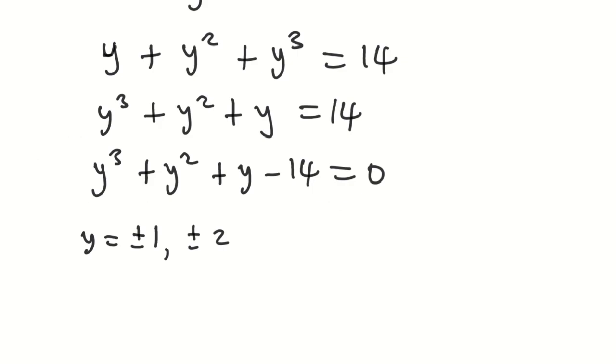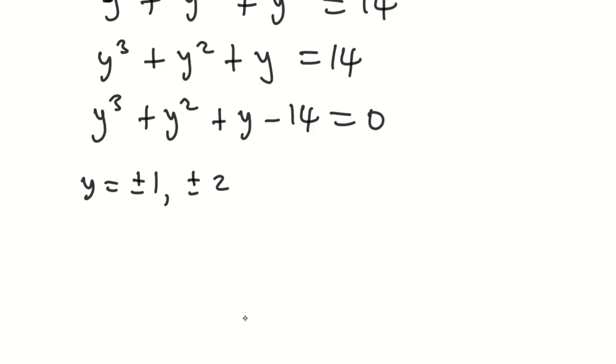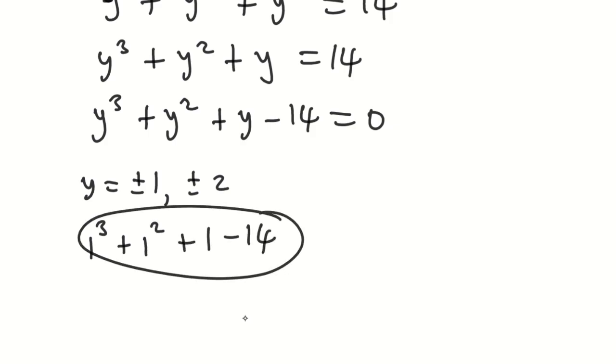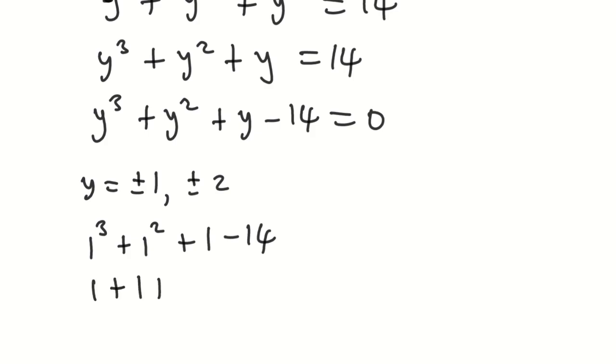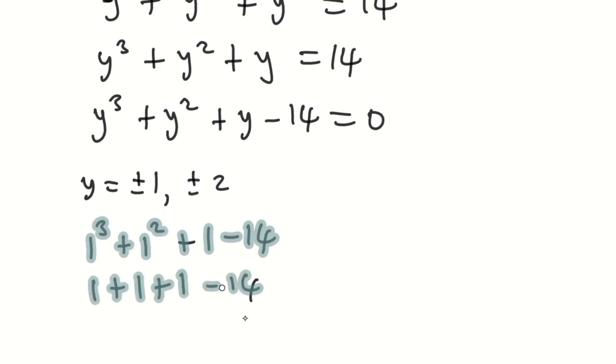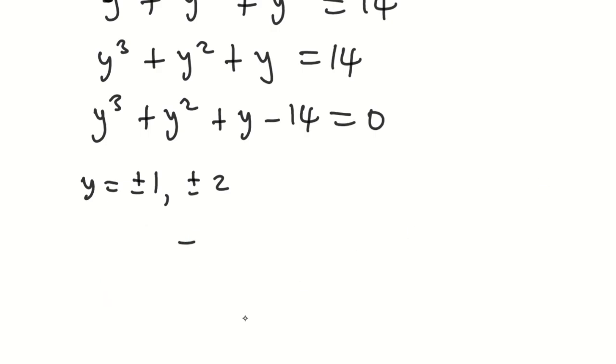What we have on the left hand side must be the same thing as what we have on the right hand side. So let's start with 1. If you put 1 into this equation, let's see if it will give us 0. So 1 cubed plus 1 squared plus 1 minus 14. Obviously, this will not give us 0. Even if you do for minus 1, we will still not have 0. Let's just go straight to testing out 2.